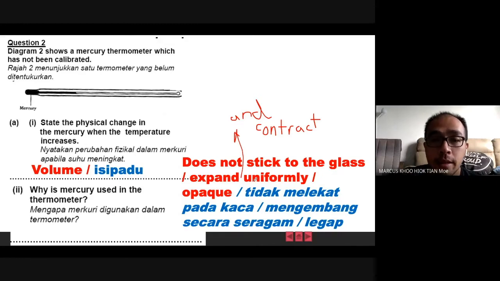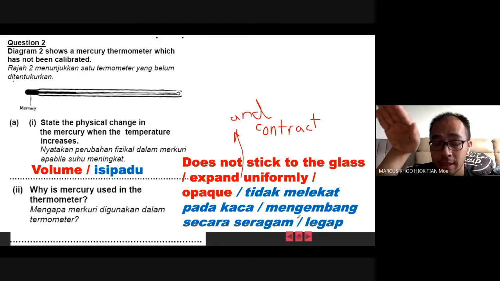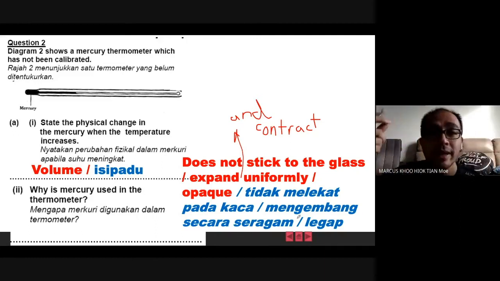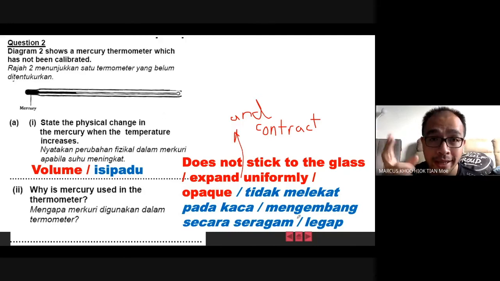The third reason is because mercury is opaque. Opaque, in Malay, means legap, which means you cannot see through the liquid. For example, if you use water, you can see through water, and it's very difficult. How are you going to see the reading? But because mercury is silver in color, it is easy for us to see the reading because it is opaque.